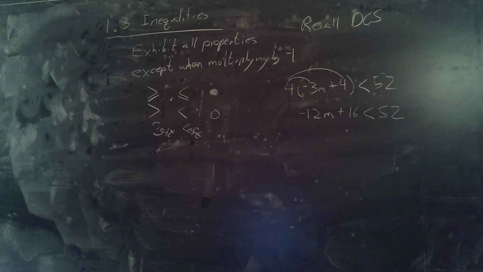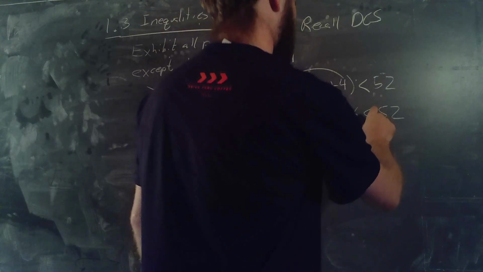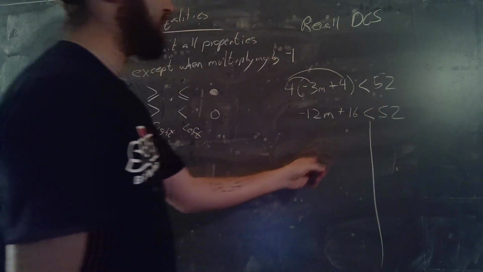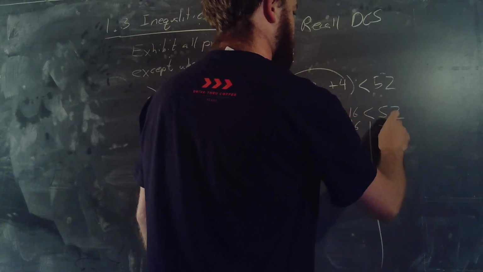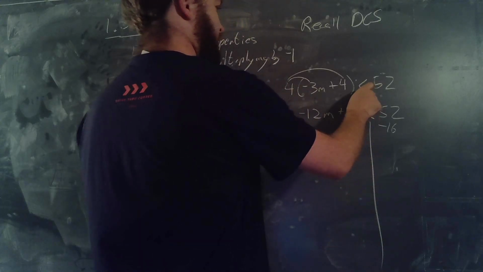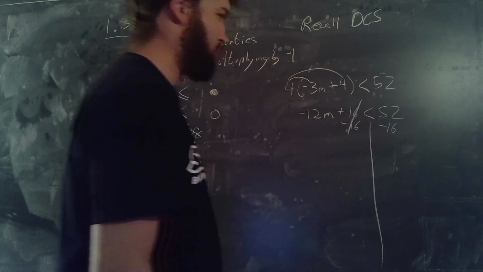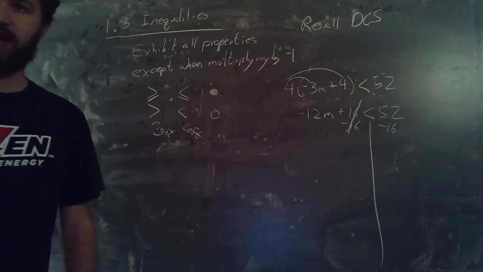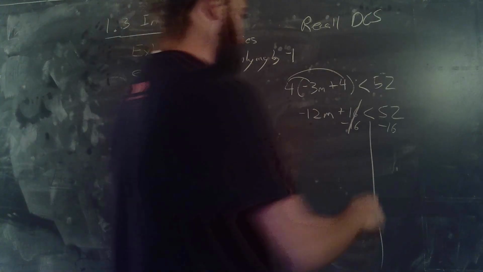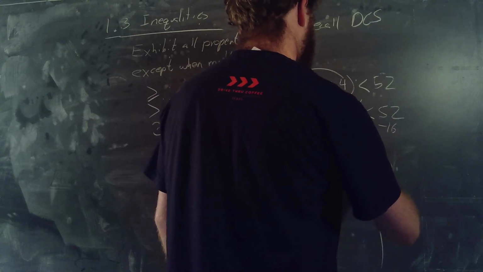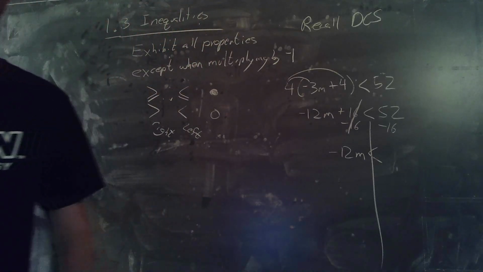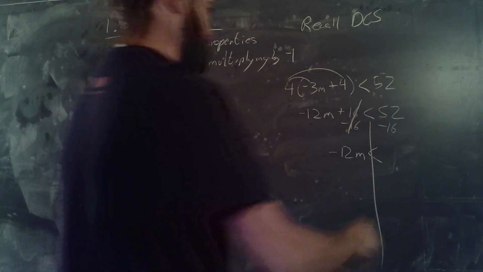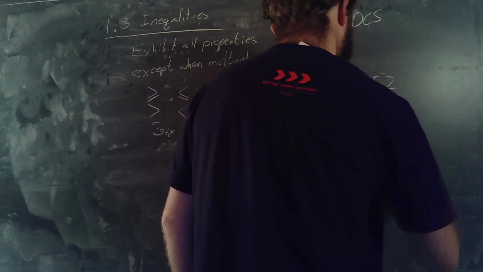Okay, so solving, remember we like to put the numbers on the right and the letters to the left. So I'm going to take 16 from the left-hand side to have the effect of canceling it out. Remember, canceling by addition and subtraction makes that 0, so we'll be left with negative 12m is less than whatever 52 minus 16 is, and that happens to be 36.